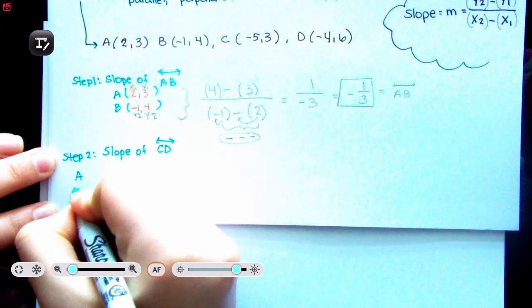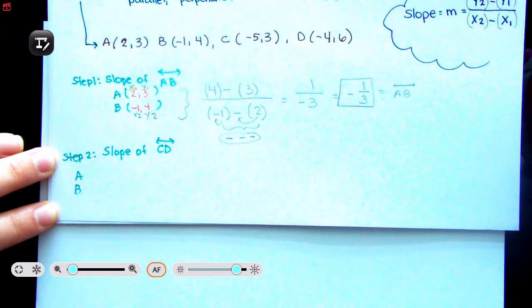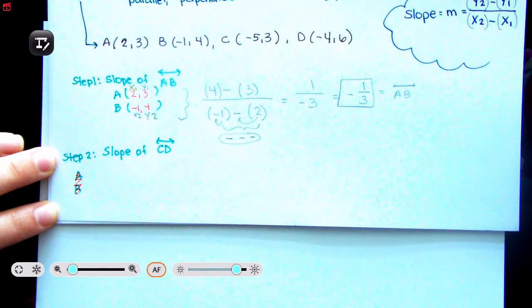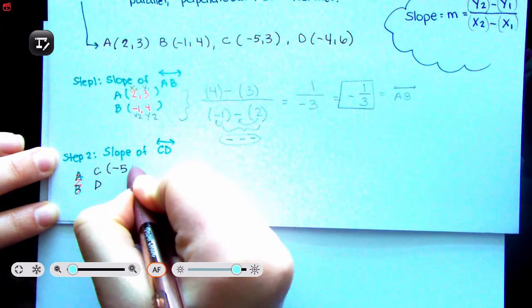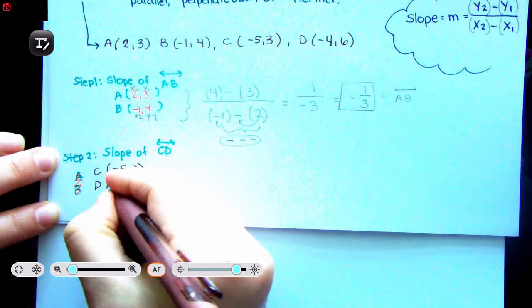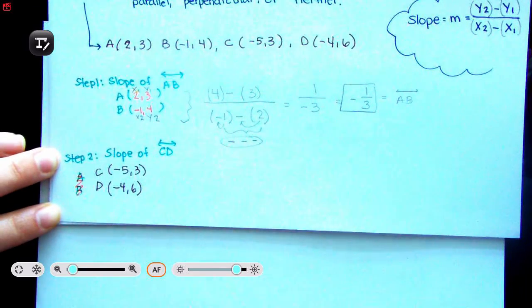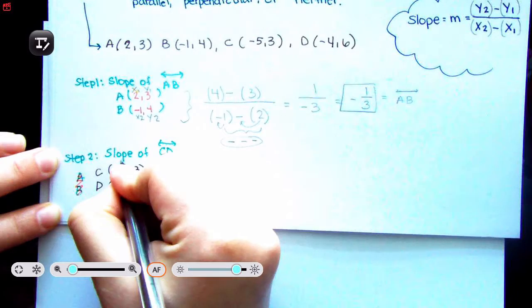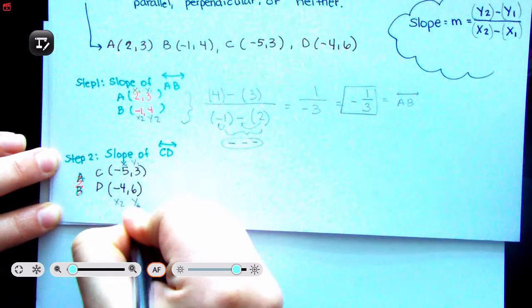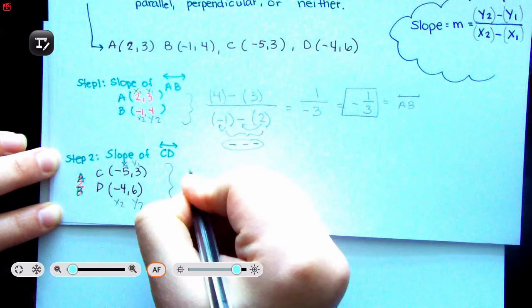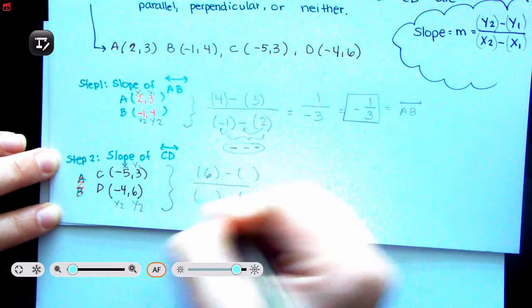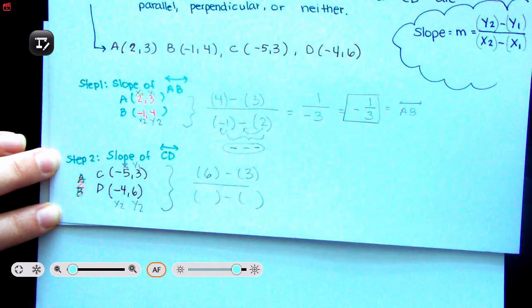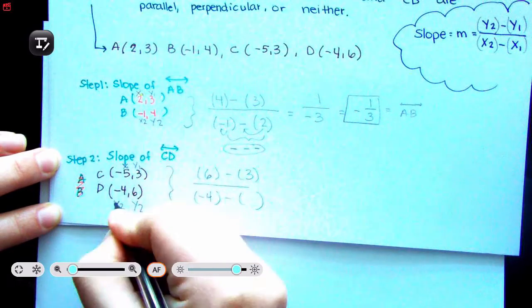Very similar, like step 1. Oh, excuse me, that's not right. We want CD. So what is my point for C? It's -5 and 3. What is my point for D? It's -4 and 6. Like we did in step number 1, label x1, y1, x2, y2. Use that to find your slope. y2 minus y1, x2 minus x1. y2 is 6. y1 is 3. x2 is -4. x1 is -5.